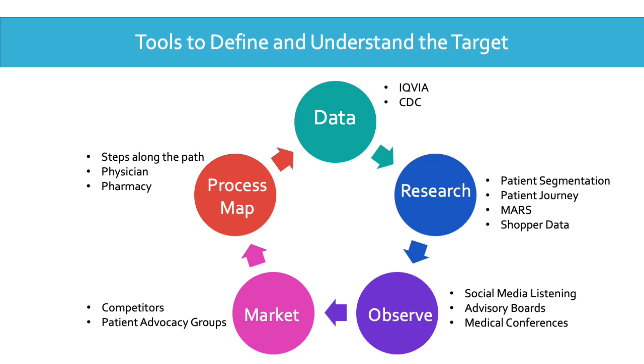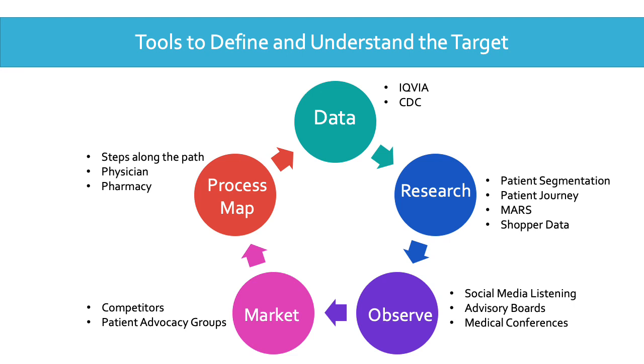And then you should look at the market. Who's out there in the market already? Where are patients going to get treatment if they're not getting it from your client's brand? If they're going to the pharmacy and getting something over the counter, are they going to a competitive brand? You start to understand who the competitors are in this market. And then also patient advocacy groups. They can be a great partner to understand what patients need and what some of the challenges are that patients have. So that could help you understand the target more.